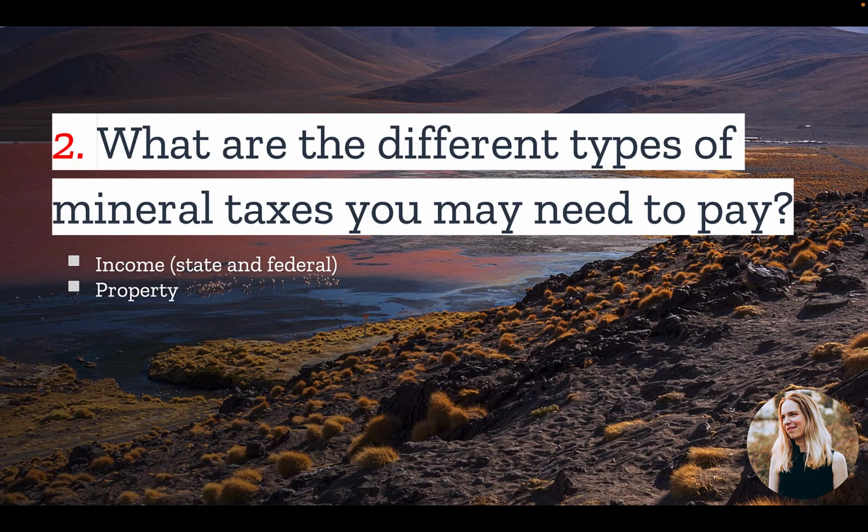Property taxes. In some jurisdictions, you may need to pay property taxes on your mineral rights. Or, alternatively, you may pay higher property taxes because the inclusion of mineral rights increases the assessed value of your property. And severance taxes. These are taxes owed when minerals are extracted. Whoever is actually extracting the minerals will need to pay this if it is in effect in your jurisdiction.